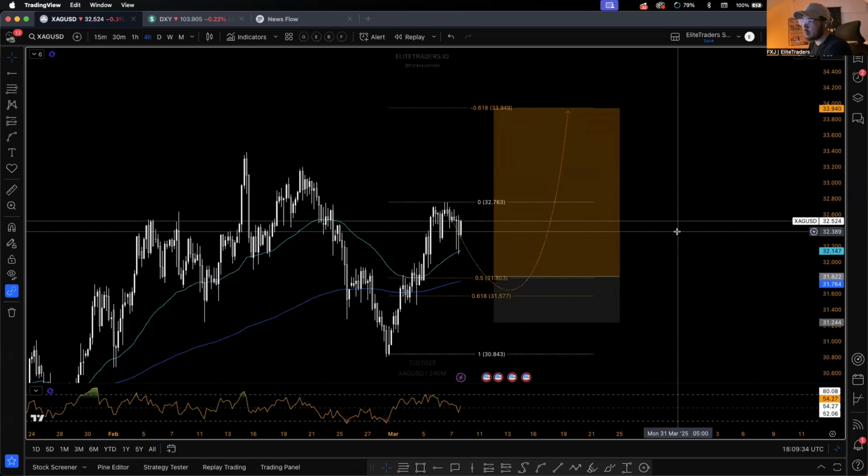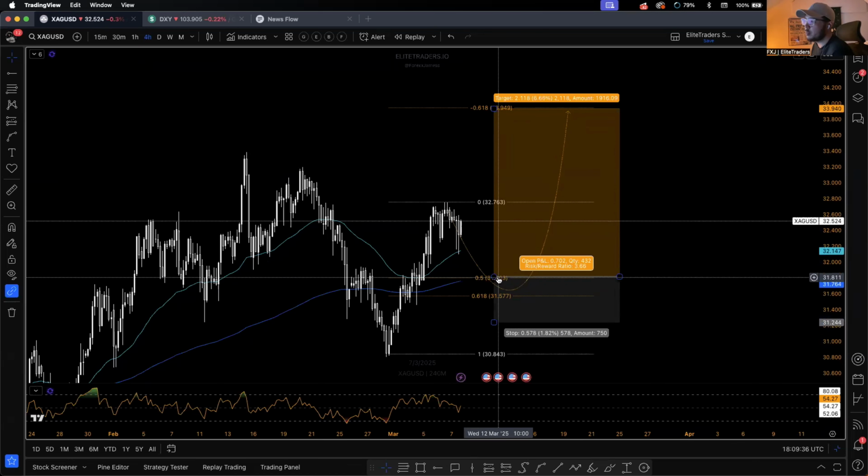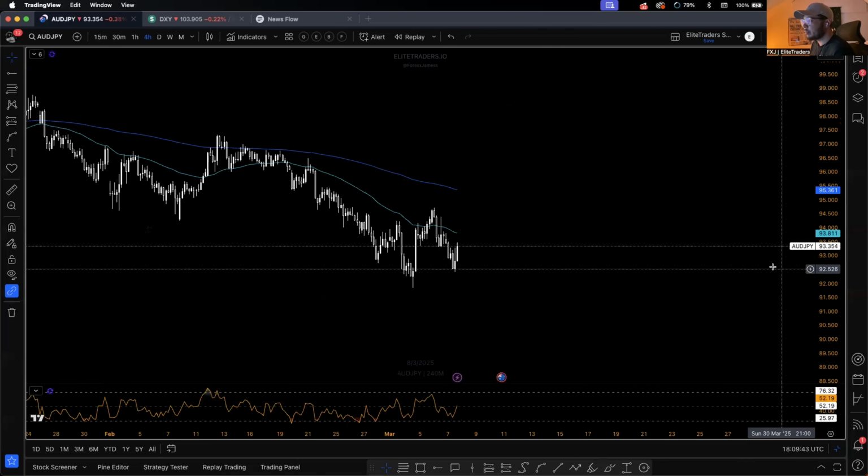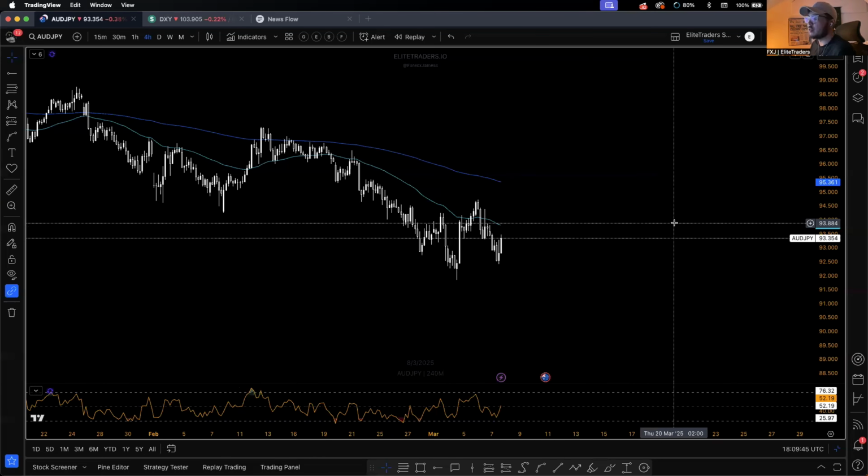But again, we'd just be using the fib here, looking for a 50% pullback of this bullish move and see if we can get into a long position and essentially hold it. Australian dollar yen. So again, we've already discussed yen at the start of the webinar, so I won't go into that again. But the Australian dollar is not in the ideal spot.